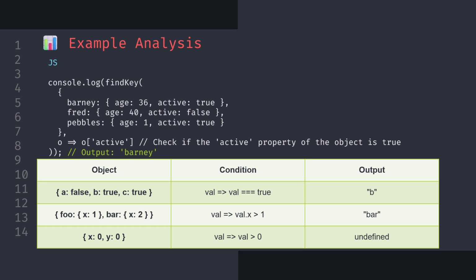These examples illustrate how the function behaves across various inputs. It always stops at the first matching key, even if more follow. It is a very useful technique for filtering settings, user data, and more. The final case returns undefined since no value passes the test.